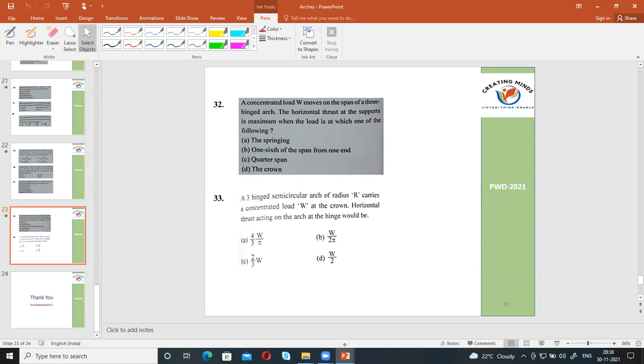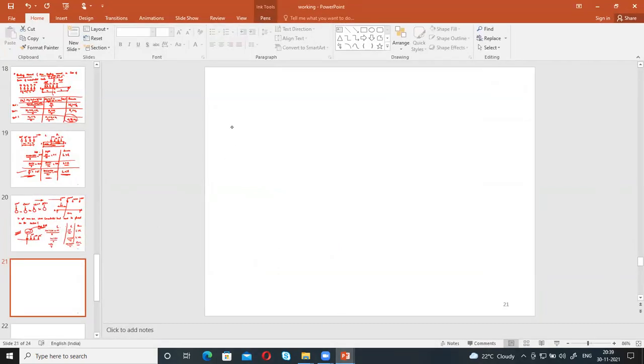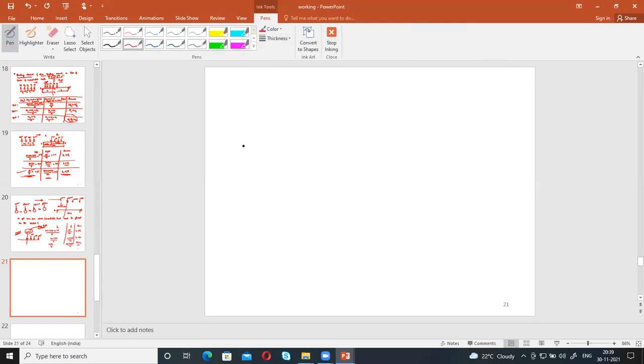Sir, in a three-hinged arch, suppose the case is like it is hinged at the supports, and the third hinge is at the quarter span. You are telling that from the left abutment, you are having two hinges here, and instead of one hinge at the crown, you have it at the left quarter span. Yes, sir. And suppose the UDL is applied all throughout the span. So what will be the horizontal thrust in this case?